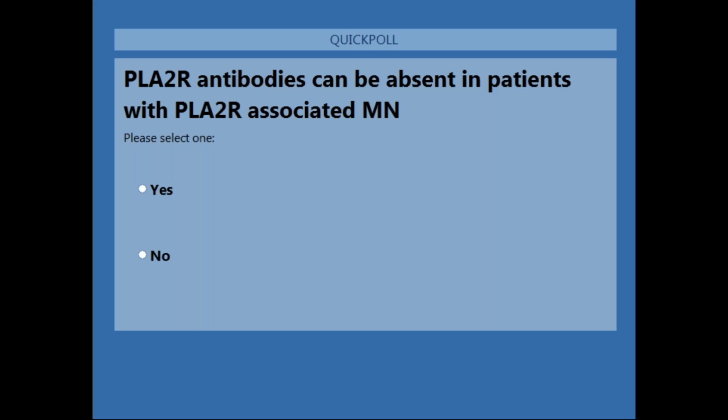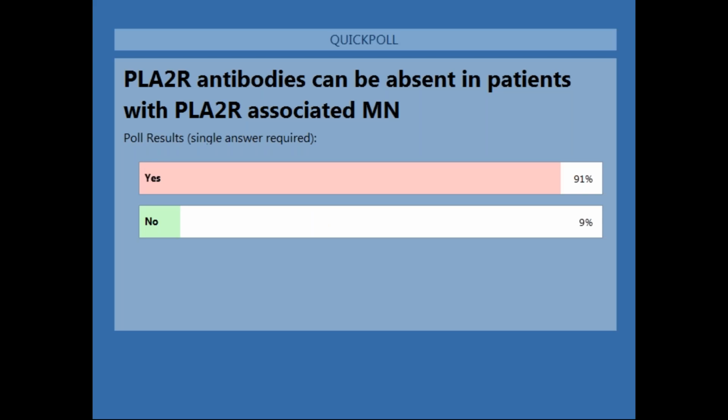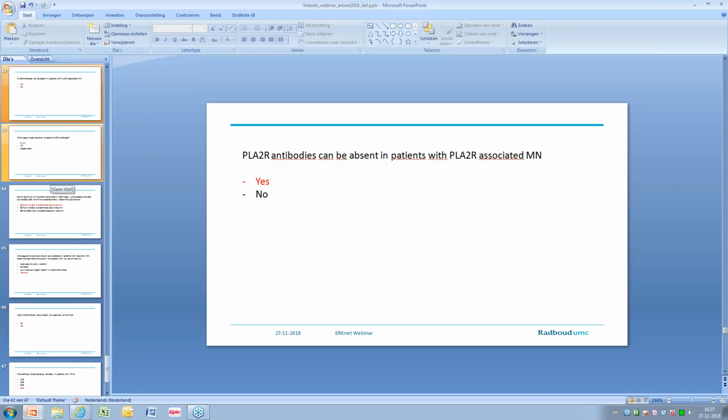So the first question is if PLA2R antibodies can be absent in patients with PLA2R associated membranous nephropathy, and you can now answer the question yes or no. Okay, Jacques, can you see the answers or not? No, I don't see the answer, so you have to. Okay, so I will have to moderate it. So 91% of patients have answered yes. Okay. Yeah, so the right answer is indeed yes.